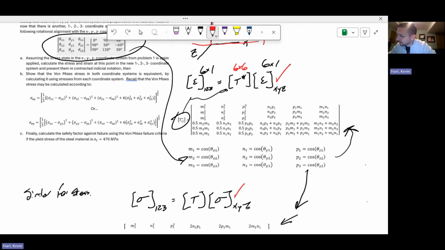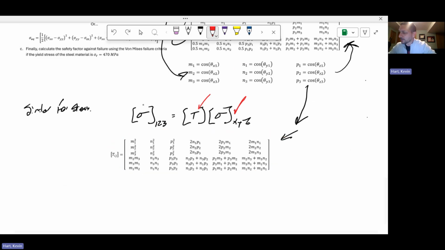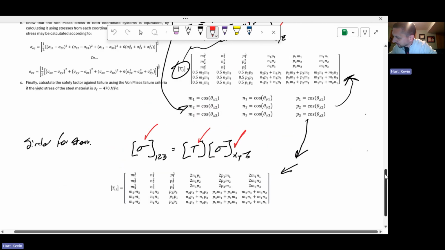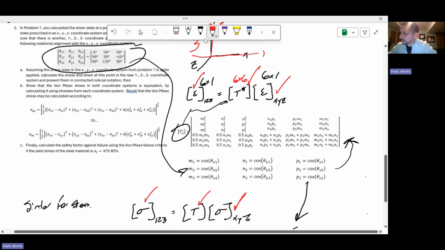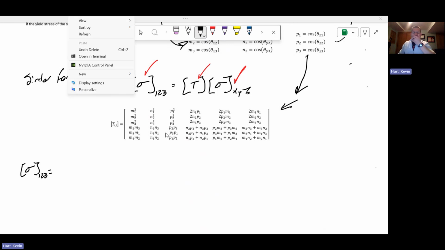And so strain, stress, T star, you would have to calculate from all this. T, you'd have to calculate from all this, but it is known. So generally, you would be able to find stress in 1, 2, 3 and strain in 1, 2, 3. If you want the answers, I will give them here so you can check yourself. So let's start with stress.